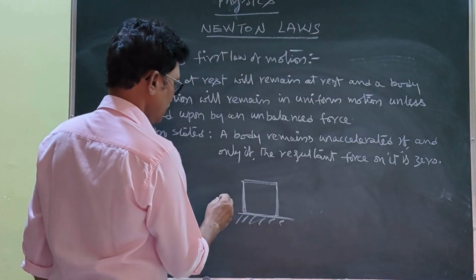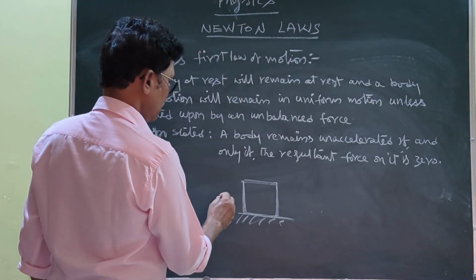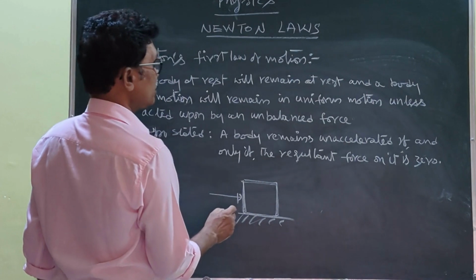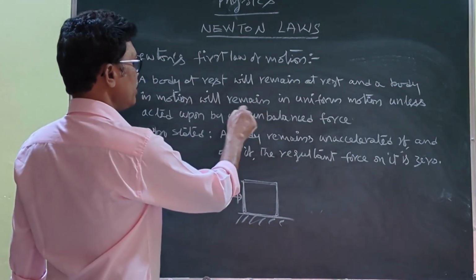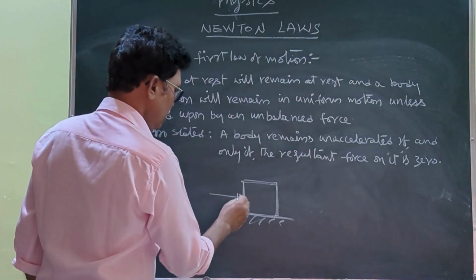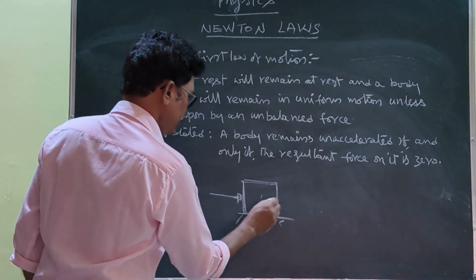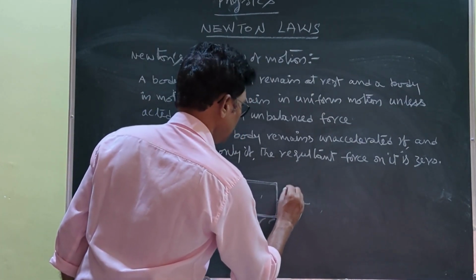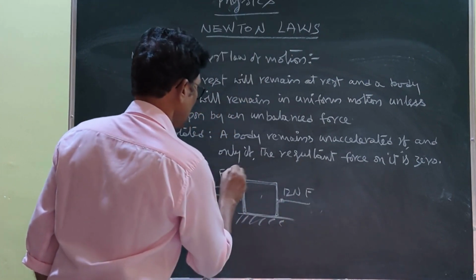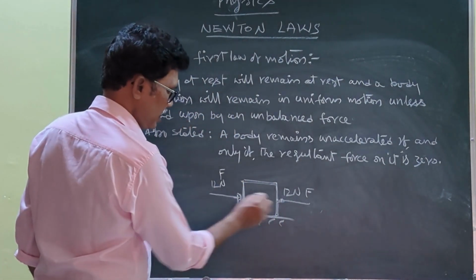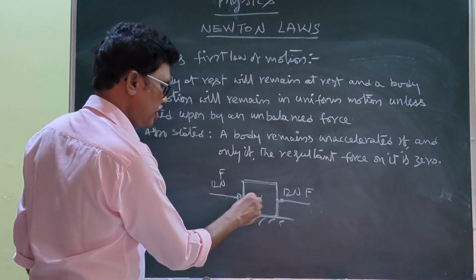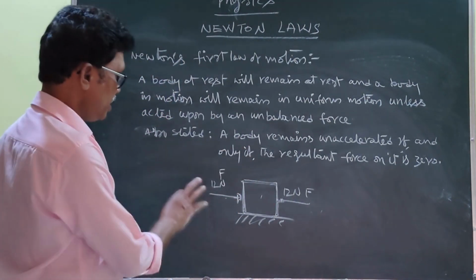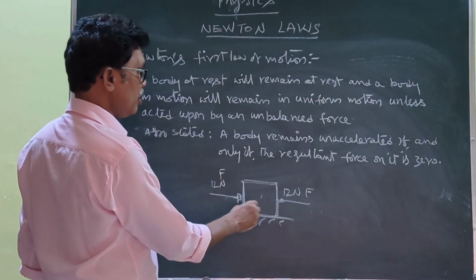Another case: suppose you apply a force on either side, the body in motion will remain at rest. If you apply a force on this object, let us say 12 newtons, and in the opposite direction you also apply a force of 12 newtons. Because you are applying the same magnitude of force on either side, the object again remains in the rest condition. So this is called equilibrium.